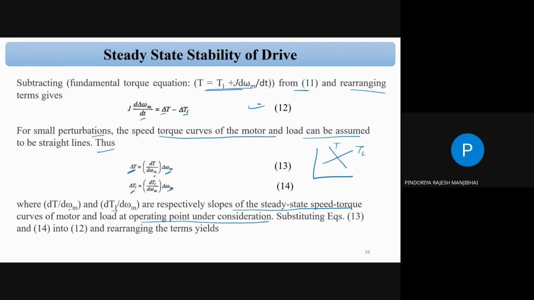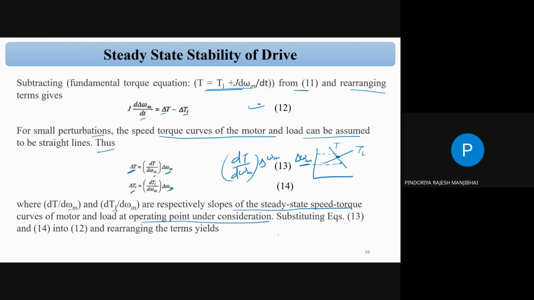So this is your speed, and maybe the variation is from this point to this point. So this is Δωm. This is Δωm. So we can say ΔT is dT/dωm into Δωm. This small perturbation will give you a stable operation.